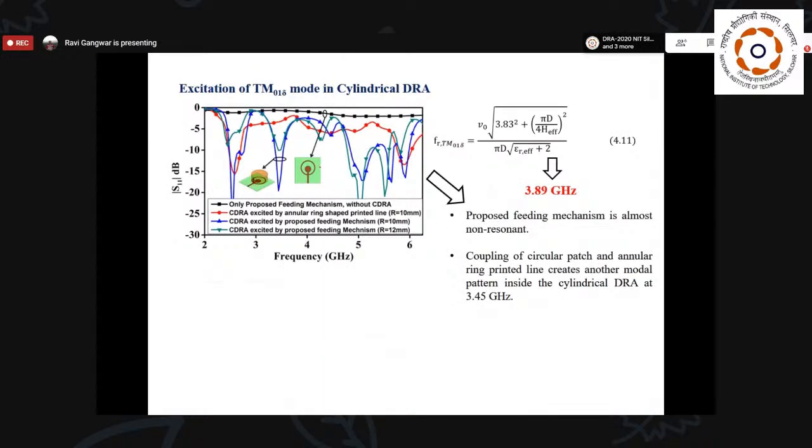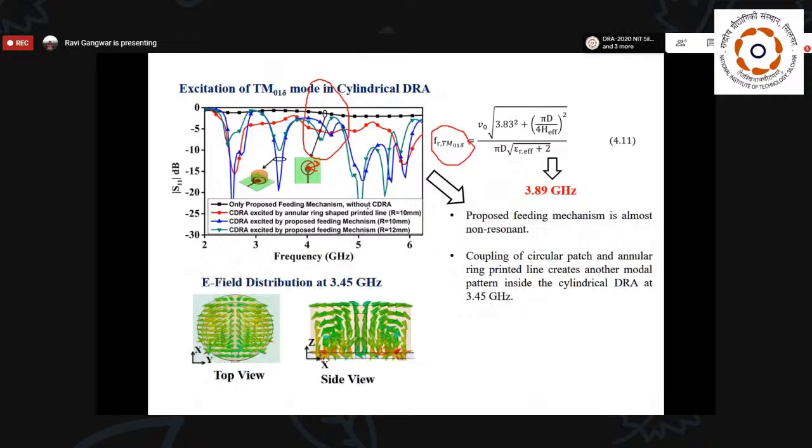Now I am going to combine all the feeding structures. That means the circular patch along with your annular ring and then your vertical strips. And when we do this analysis, we are able to create another mode, which is the TM01 delta mode, in your dielectric resonator antenna at the middle band near 4 gigahertz. This band is created due to the coupling of your circular patch with your annular ring shape. And due to that, we are able to get the TM01 delta mode in the dielectric resonator antenna.